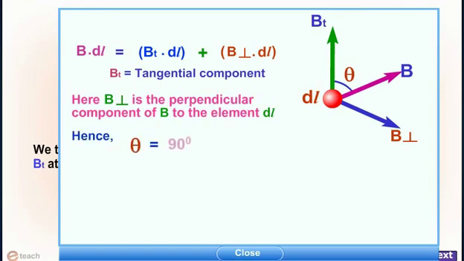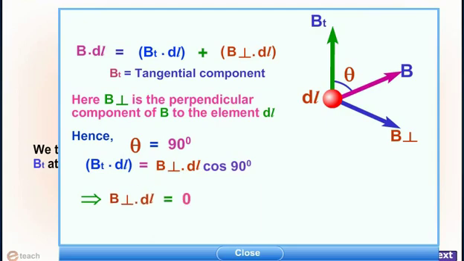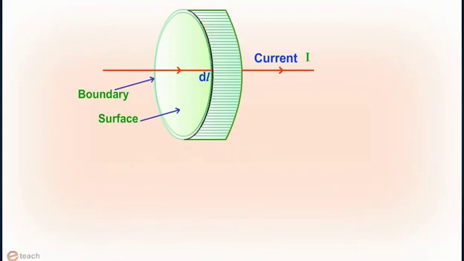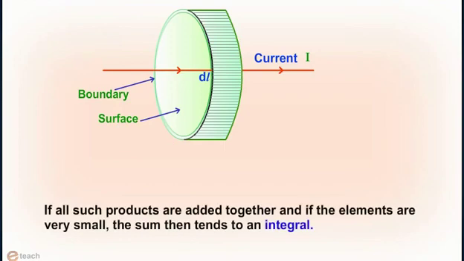Hence theta equals 90 degrees, and B perpendicular dot dl equals B perpendicular dl cos 90 degrees. Hence B perpendicular dot dl equals 0, which implies B dot dl equals Bt dl. If all such products are added together and if the elements are very small, the sum tends to an integral.